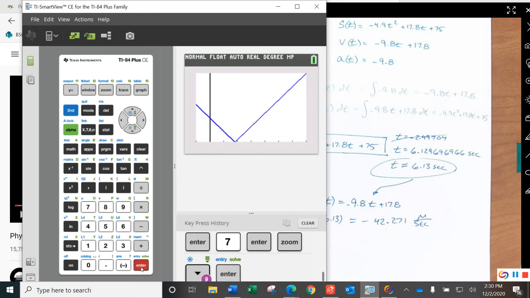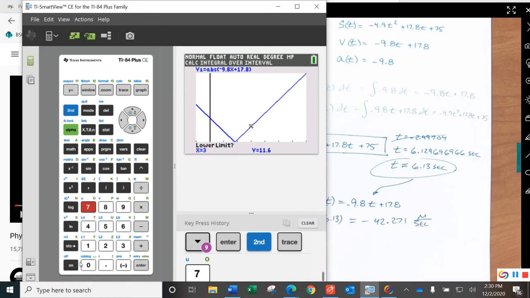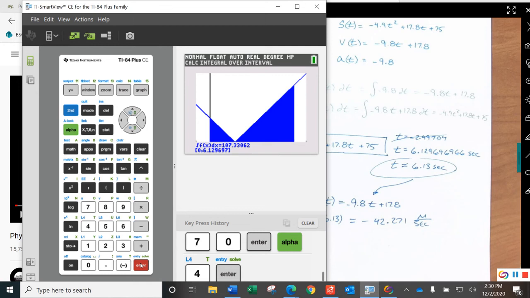A lot of options here, but you can come up with, now the velocity function actually goes right through the t-axis and keeps going down like this, but when we take the absolute value of it, anything that's below is flipped up here, and we're now going to integrate from 0 over to 6. So second, calculate, integrate, which is number 7. Let's go from the lower limit of 0 seconds over to that 6.13, but I have it saved as t right in there. Let's save all the rounding for the end. So it looks like the total distance that it traveled was 107.33.